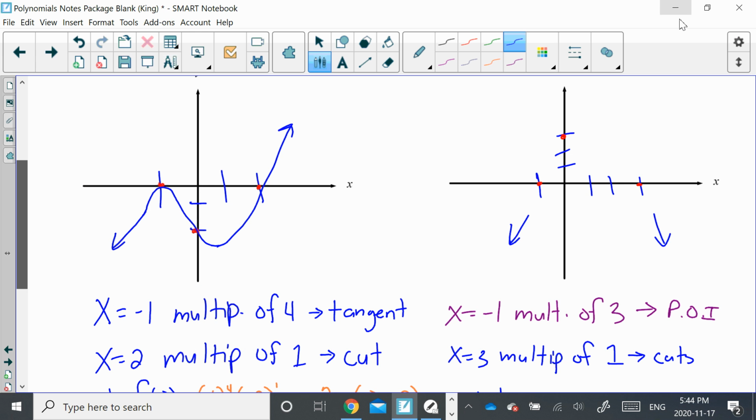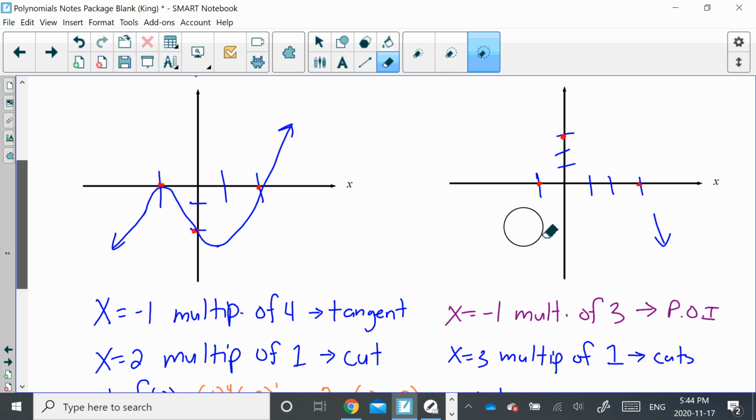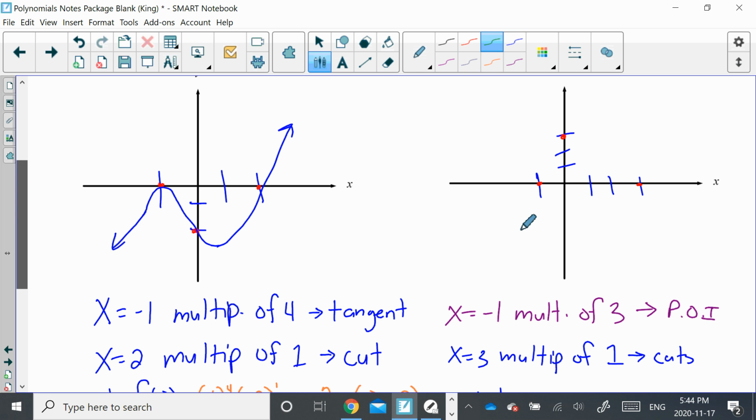So now I could sketch this. What's happening, I'm just going to remove my end behaviors so that I could try to draw this as a continuous function. So here it has to have a point of inflection. Here it cuts through. Okay, super shaky, but that's fine. And that's what my graph would look like.